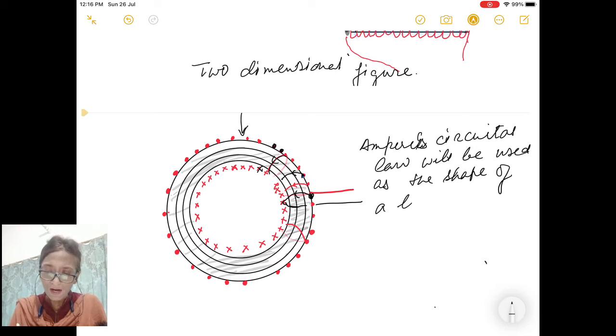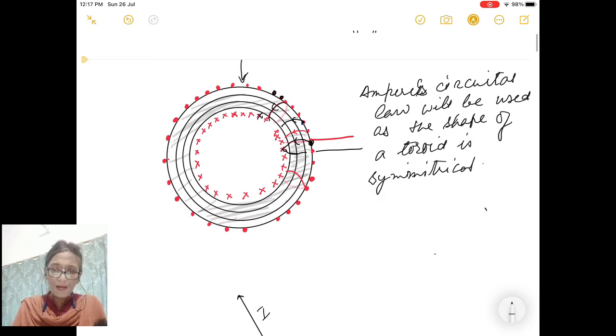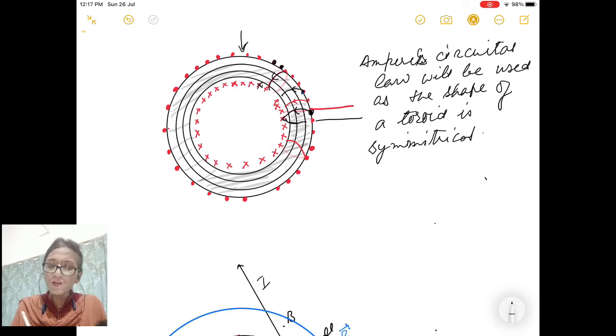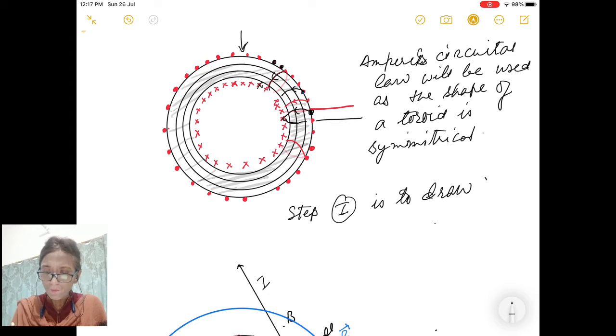The shape of a toroid is symmetrical. And for Ampere's circuital law, the first work is to draw the Amperian loop. Step 1 is to draw the Amperian loop.